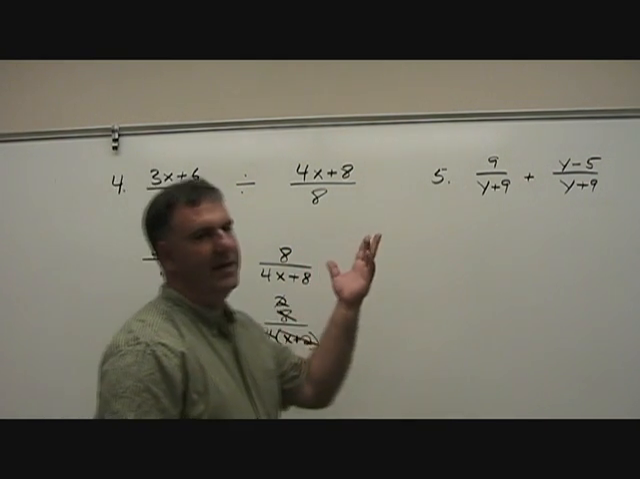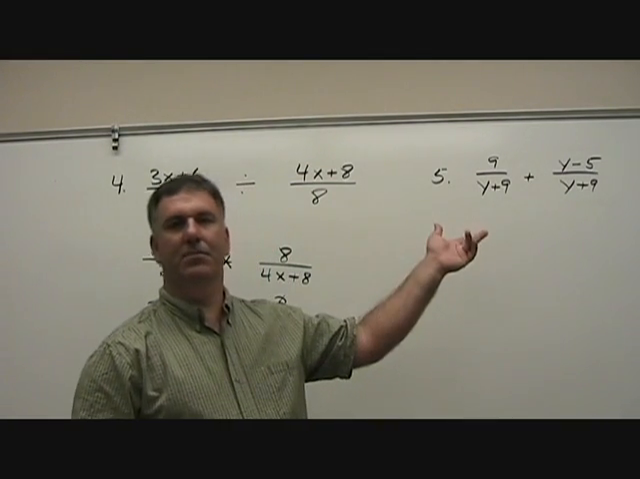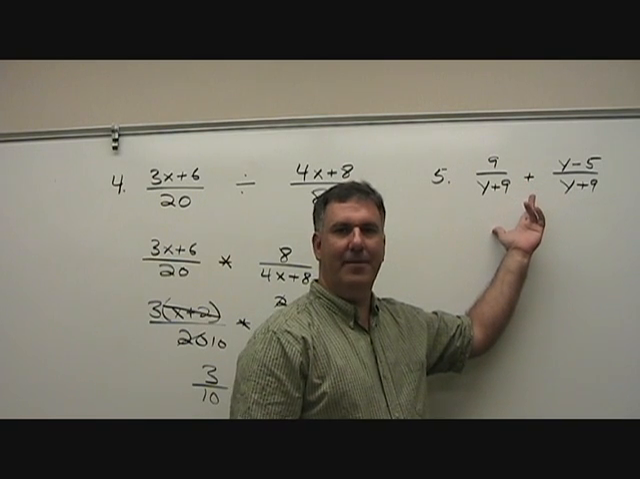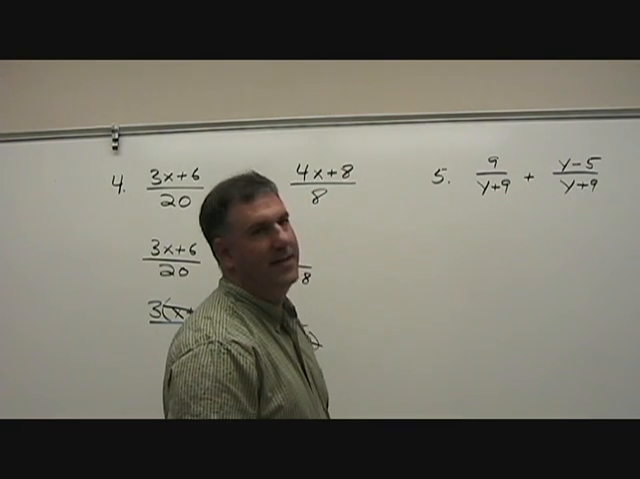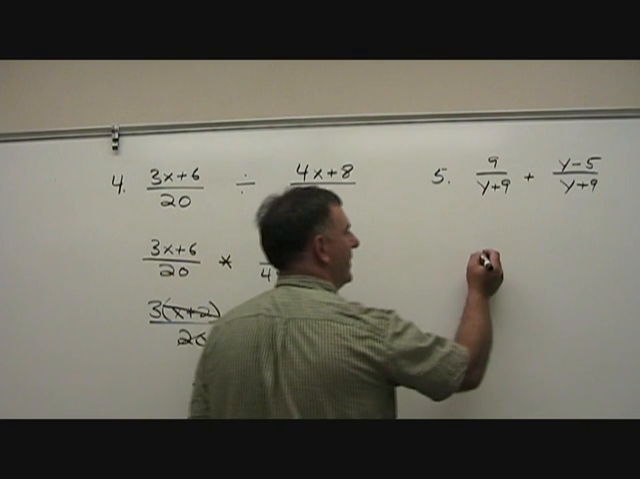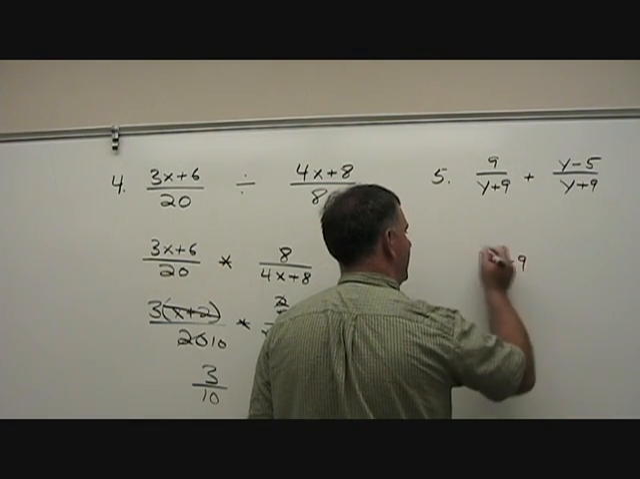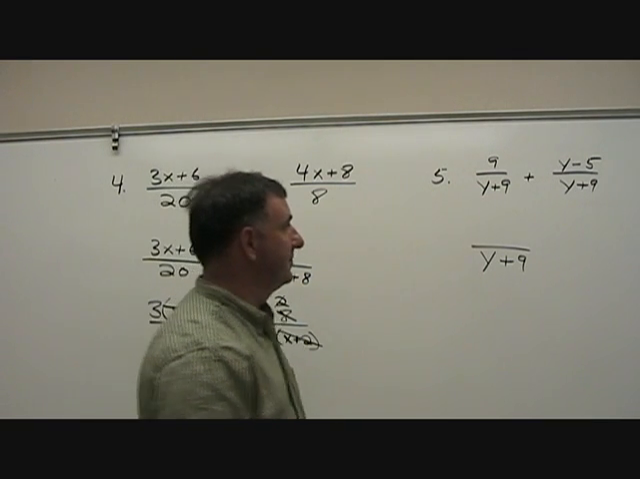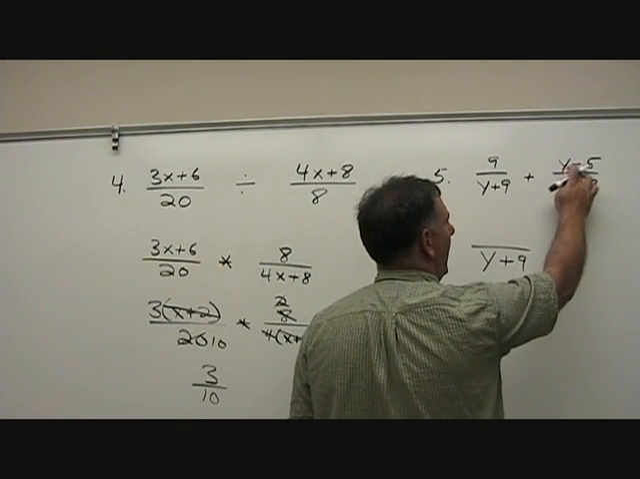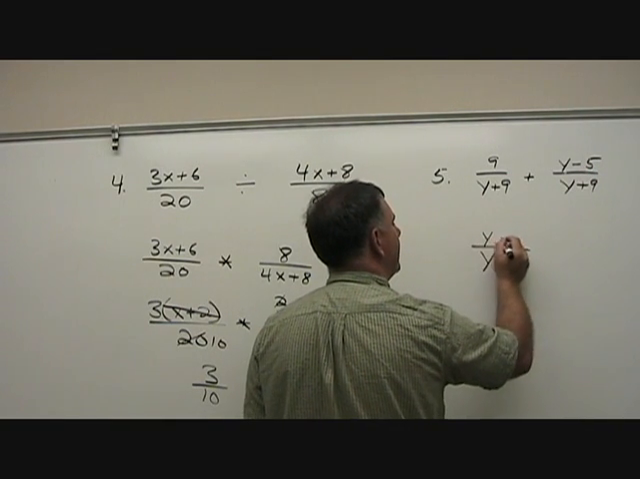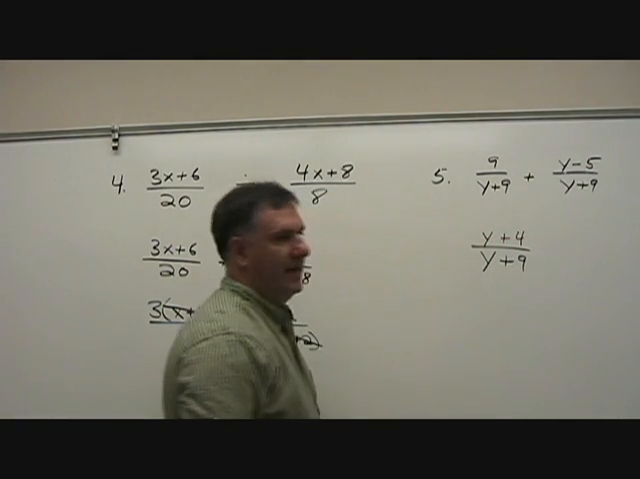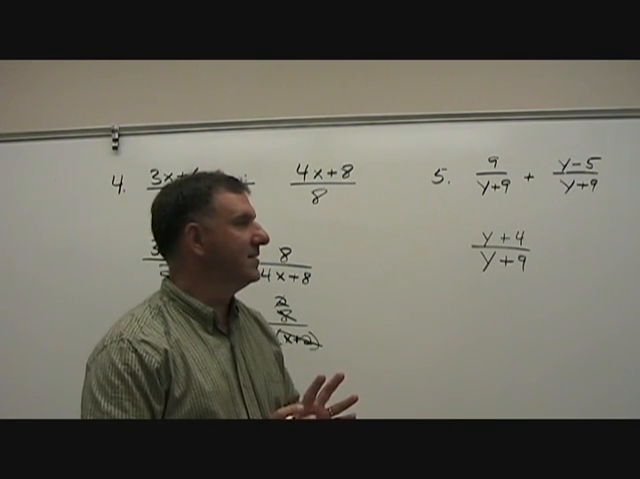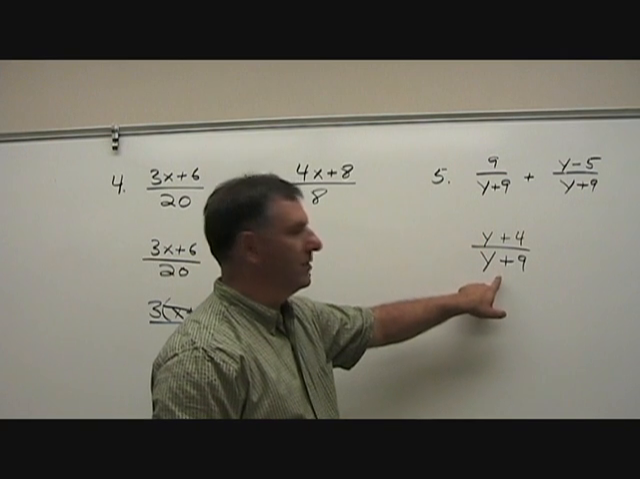For problem number 5, what we have is an addition problem. In adding a fraction and a fraction, what we have to have is a common denominator. Common denominator in this case is y plus 9. So what we'll have is y plus 9 as our denominator, and in this case all we have to do is add the numerators together. We have 9y minus 5, so we'll have y plus 4. Now you'd think the y and the y could cancel out, but they don't. You just have to leave this here as y plus 4 over y plus 9.